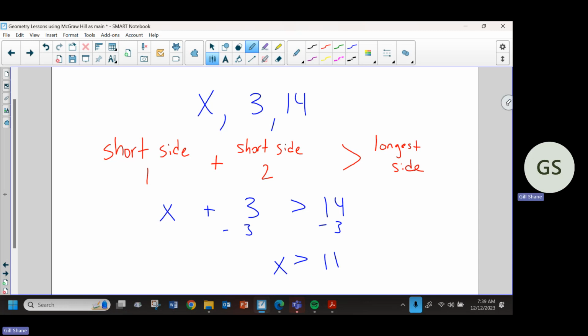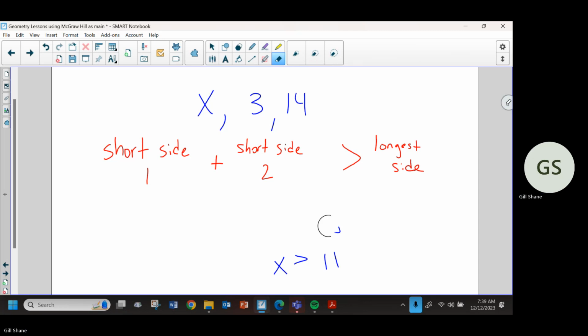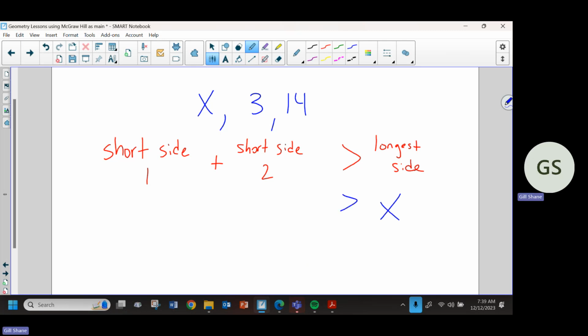So if X isn't one of the short sides and it's the longest side, then the inequality would look like this. X would be over here. And what would my two short sides be then? It'd be the only other two sides, right? So it'd be 3 plus 14. That's pretty simple. We're just adding them together. And the way we read that is X has to be less than 14. You always read an inequality from where the variable is.